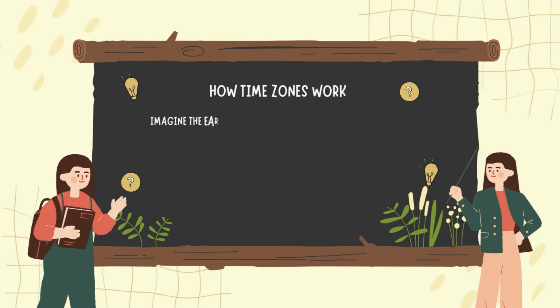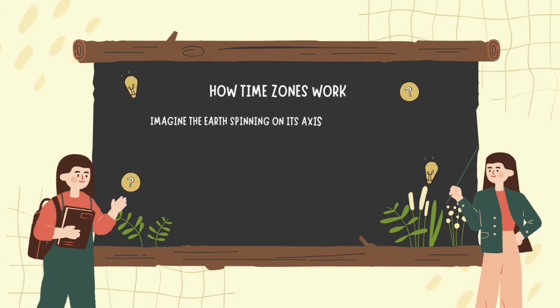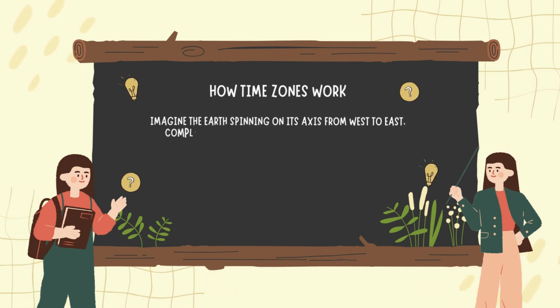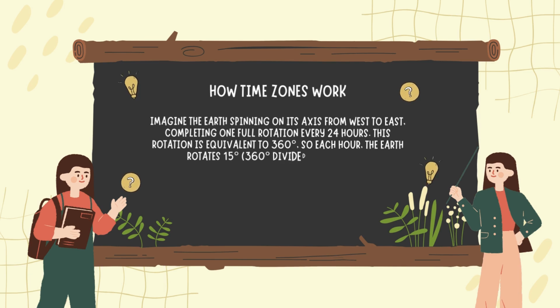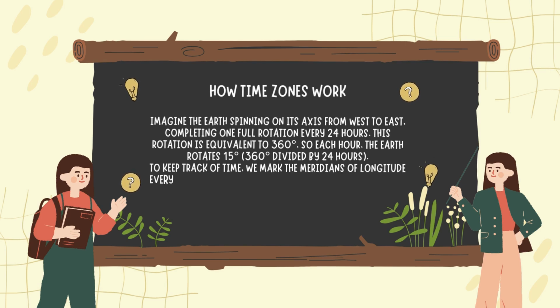Imagine the Earth spinning on its axis from west to east, completing one full rotation every 24 hours. This rotation is equivalent to 360 degrees, so each hour the Earth rotates 15 degrees, 360 degrees divided by 24 hours. To keep track of time, we mark the meridians of longitude every 15 degrees.